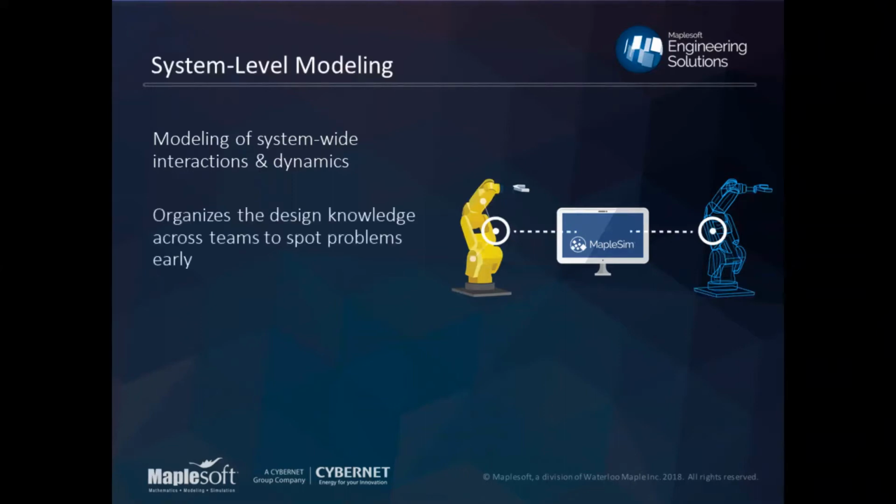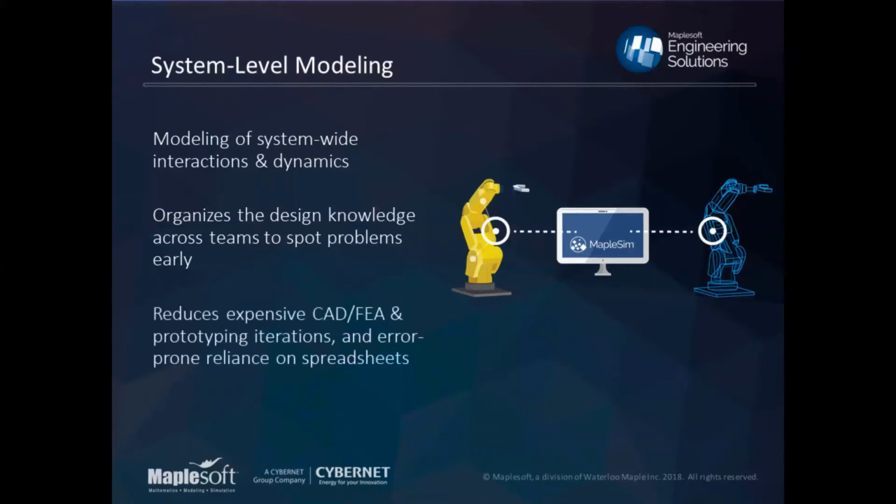System level modeling allows organization of design knowledge across teams, and as we mentioned, it allows you to spot issues early on. It also reduces expensive prototyping iterations and error-prone reliance on spreadsheets.